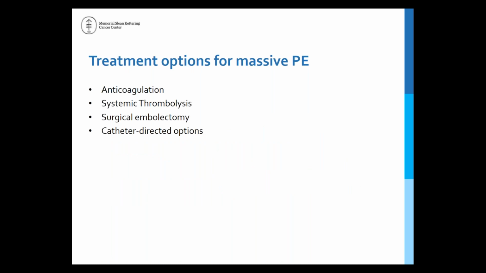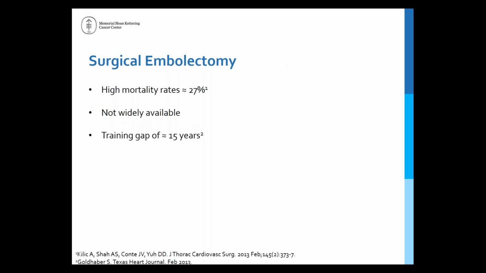So because of this cycle that is kind of a downward spiral, we have to stop it in its tracks. So what do we use to treat massive PE? We have these four options. We have anticoagulation, we have systemic thrombolysis, we have surgical embolectomy, or catheter-directed options. So first, and conceivably so, with a patient with massive PE, especially historically, surgical embolectomy was the number one thing that patients would undergo because of massive PE.